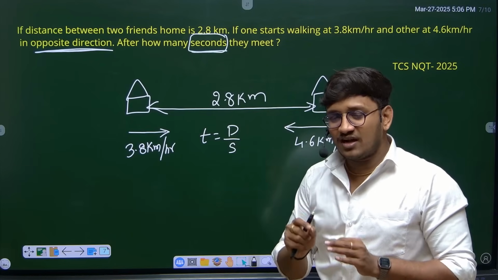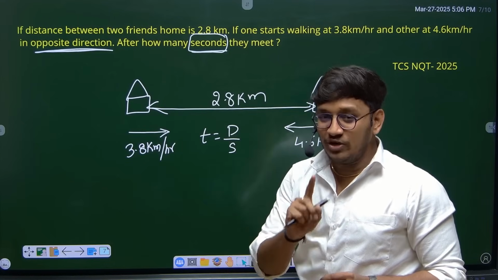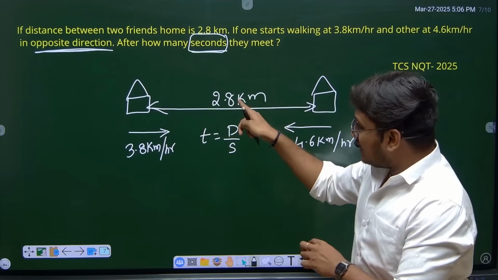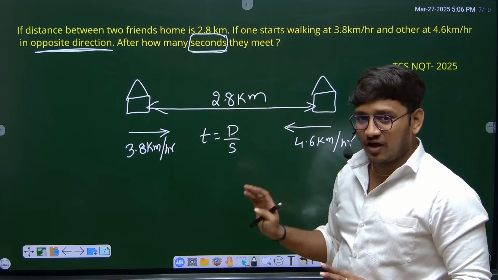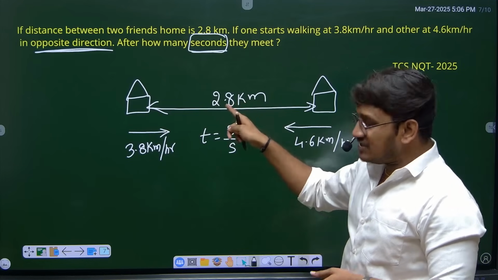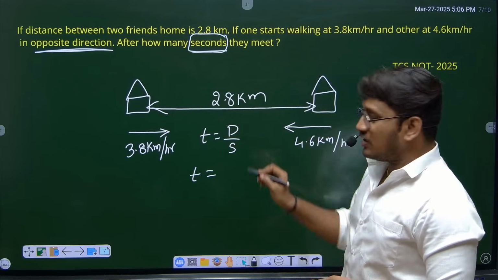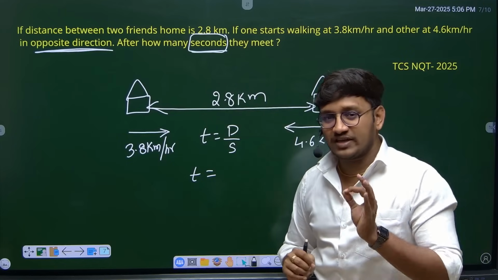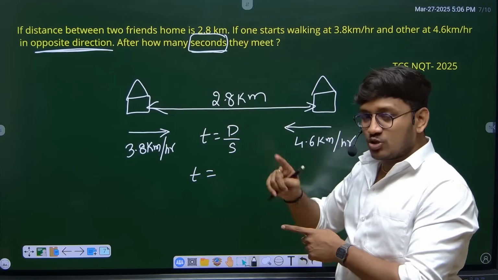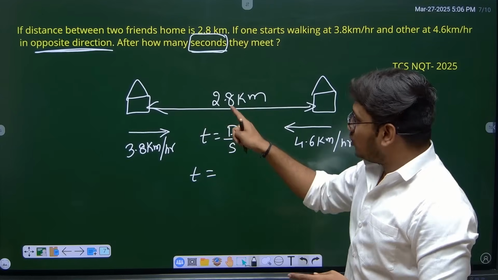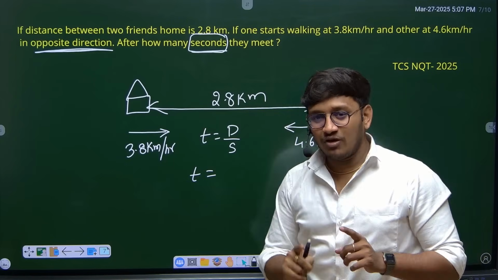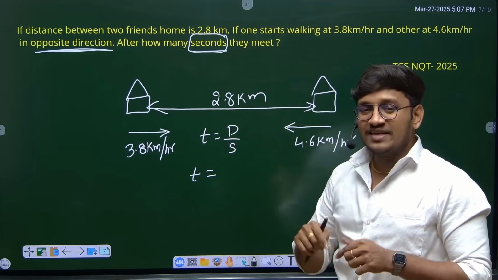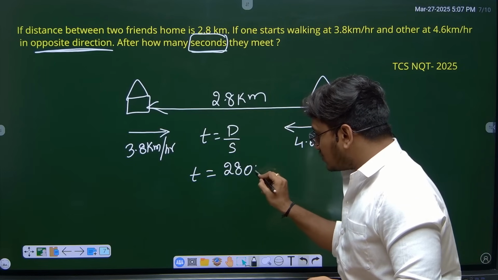Here the only thing students should be cautious about is units, because they are asking us to find seconds. But the units given here are distance in kilometers and speed in kilometers per hour. Let's convert the distance. We have 2.8 kilometers, convert into meters, because the lowest value they have given is in terms of seconds. So when you want to find time in seconds, you should convert distance into meters. 1 kilometer is equal to 1000 meters, so 2.8 kilometers is 2800 meters.